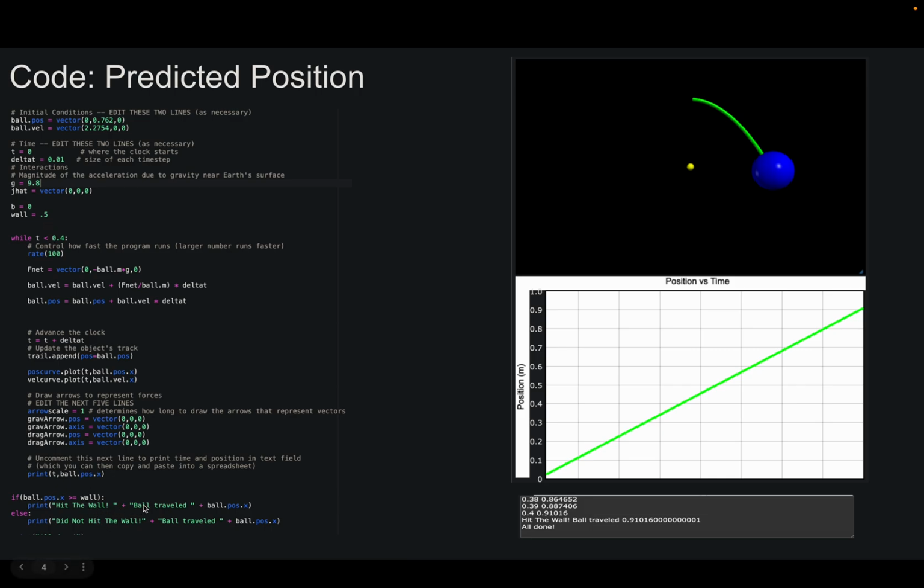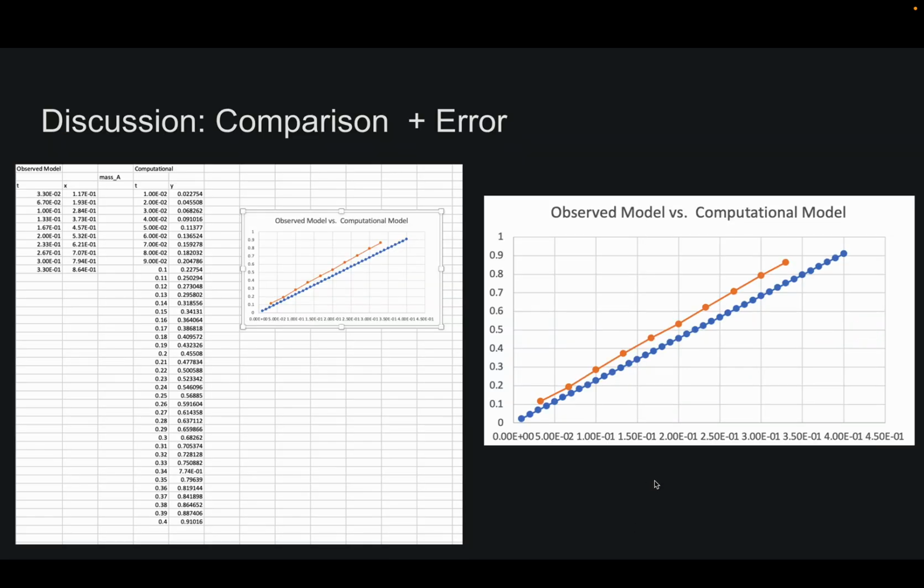It would say it hit the wall, and if it was lower than that, it would say it did not hit the wall, and as it shows, the ball did hit the wall because it traveled 0.91 distance. And so this is the comparison. This shows the observed model, which is from the Tracker, and this is the computational model.